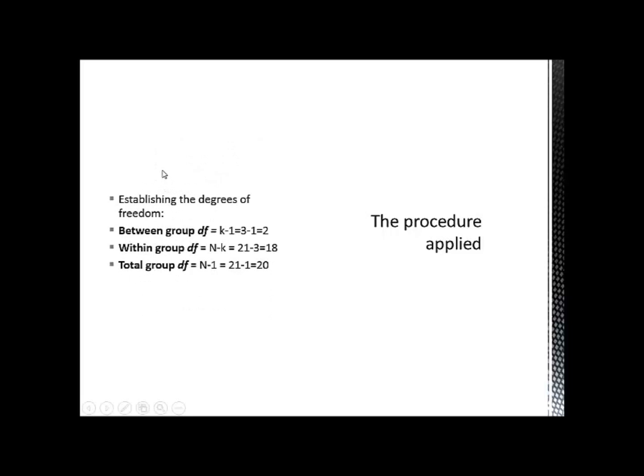Okay, so having calculated the sum of squares, we now need to calculate the degrees of freedom. So like before, the between group degrees of freedom is equal to k minus 1. In this case it's 3 minus 1, as there are 3 different groups. The degrees of freedom for within group variation is n minus k, where n is the total number of observations. So here we have 21 observations in total, minus k, which is 3, which is 18. And the degrees of freedom for the total variation is n minus 1, which is 20.